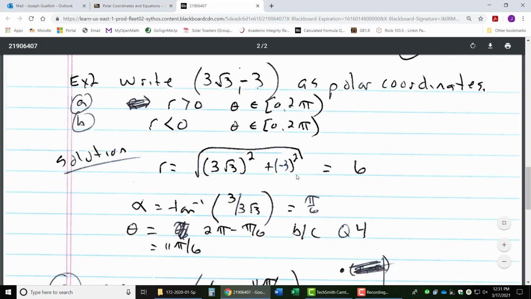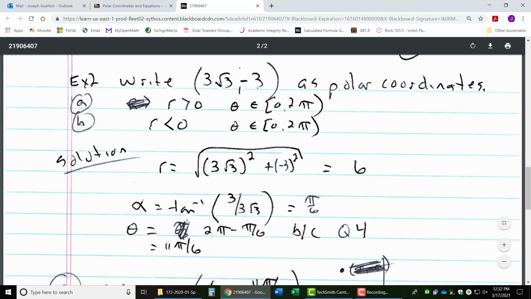So r, Pythagorean theorem. Be careful with the calculator. If you type it in exactly as I have here with the parentheses, you can't go wrong. If you mess up the parentheses in some way, you could get a lot of different incorrect answers. So be very careful with that.